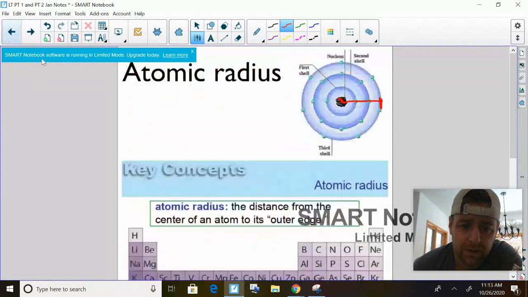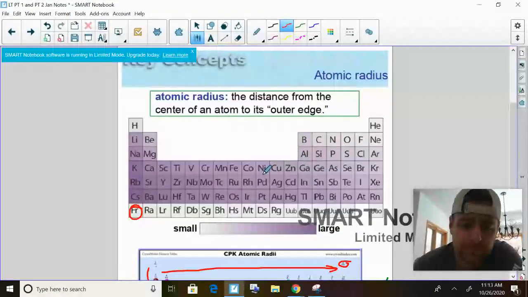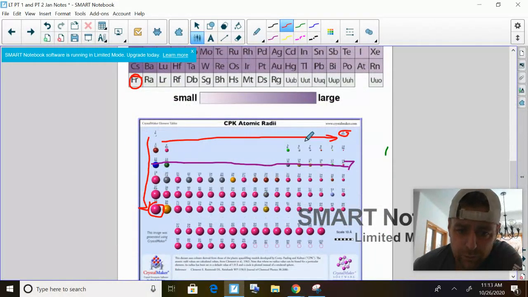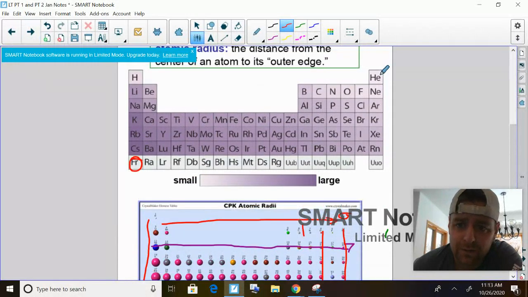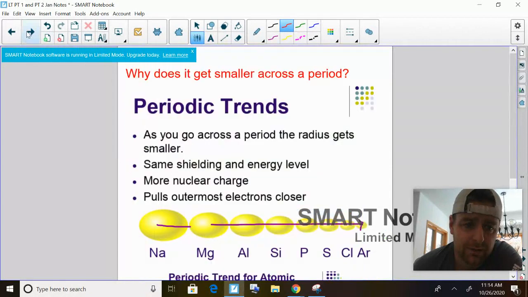So back to our graph, as we go down a group, you can pick any group, it gets bigger. We're adding layers. They get bigger. The electrons get farther out there, and the nucleus can't pull on those electrons. So that's the why for atomic radius. In summary, smallest atoms, biggest atoms. That's what you need to know about a radius. From that, you can figure out anything really.